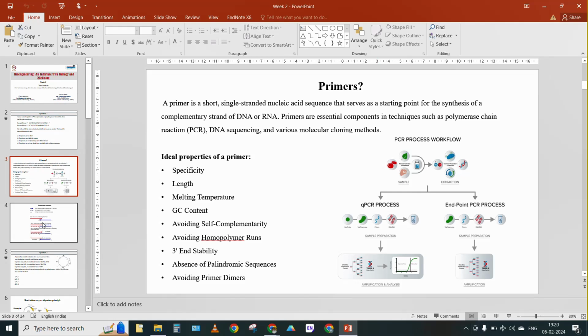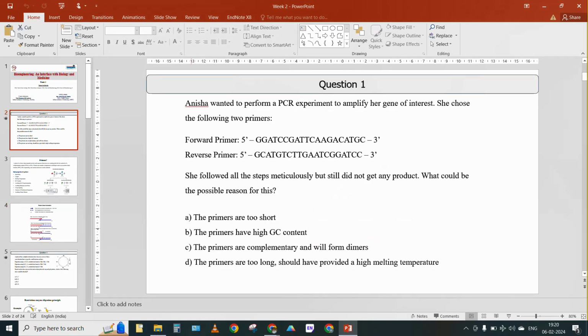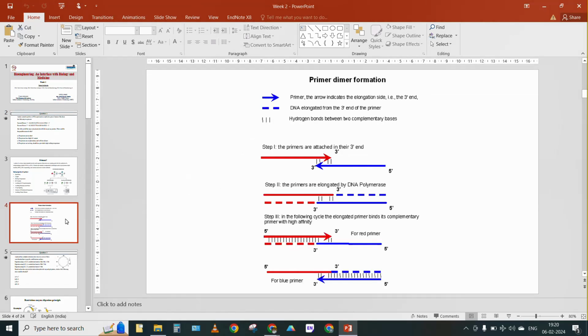So, the next is primer dimer formation. So here the answer could be GC content also, and the complementarity and primer dimers also. So we'll go in brief.